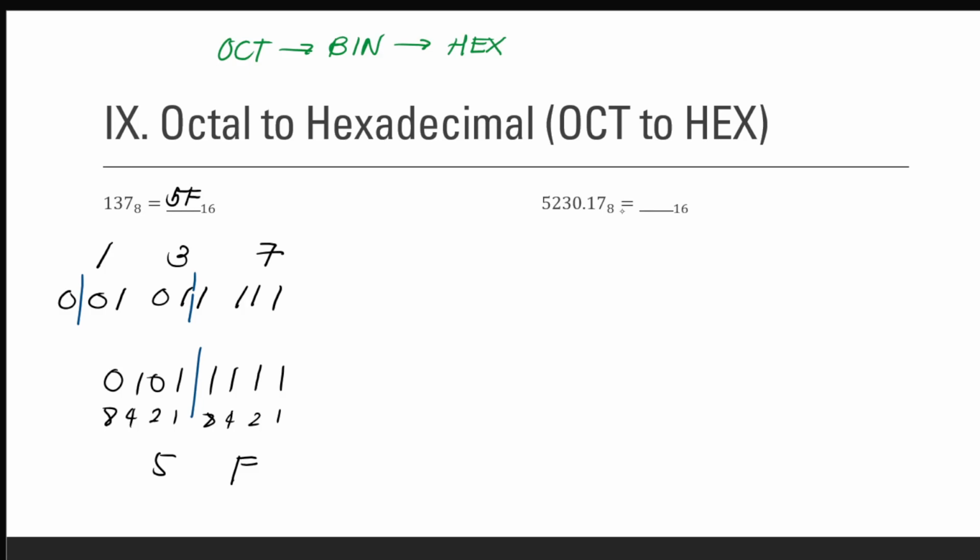Then, we have for this one, 5230.17. So, this is equivalent to 101. Diba? Then, we have 010. For 3, we have 011. Of course, 000 for 0. Then, we have 001 for 1. And for 7, 111. Okay? Then group nyo lang rather into 4, no?